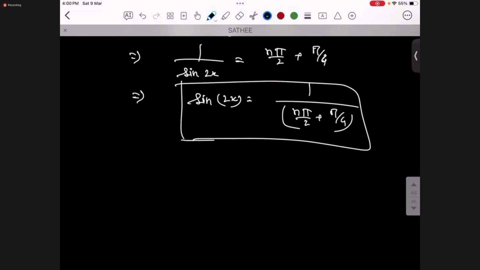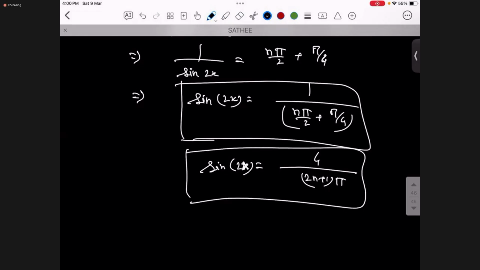Now, by looks, it is not that convenient. It can be an answer, but yes, it is the answer. Now, how can you simplify this answer a little bit? Just write it like n pi by 2, n plus 1 into pi. You can simplify this by doing some calculation. So this is the answer.